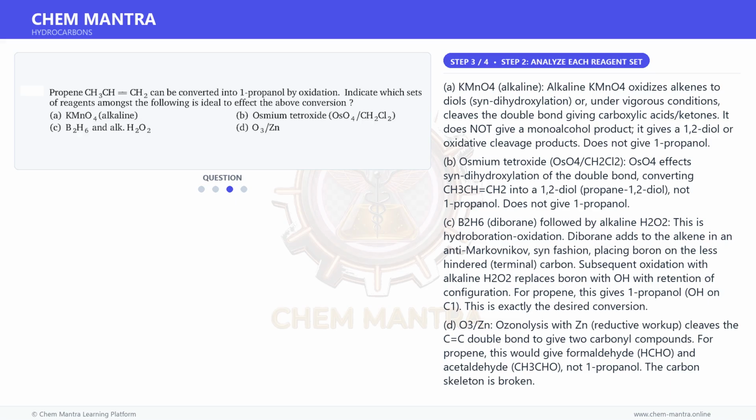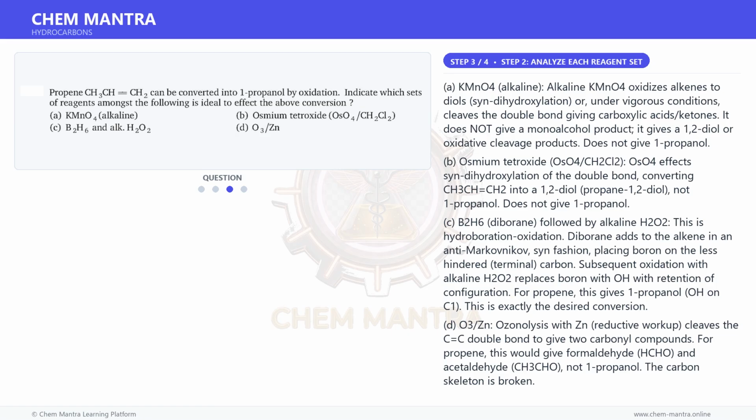A. KMnO4. Alkaline KMnO4 oxidizes alkenes to diols, by syn hydroxylation, or, under vigorous conditions, cleaves the double bond giving carboxylic acids or ketones. It does not give a monoalcohol product, it gives a 1,2-diol or oxidative cleavage products. Does not give 1-propanol.